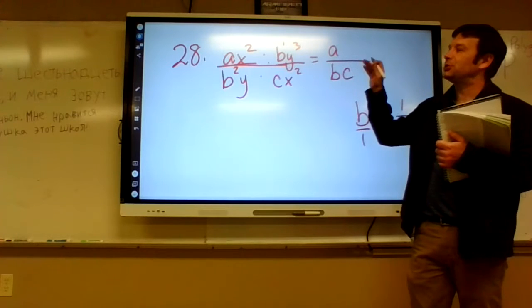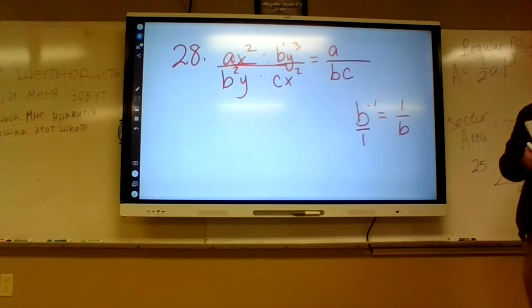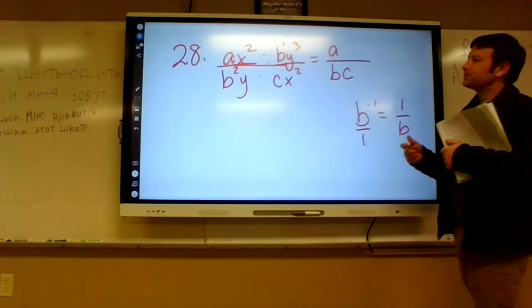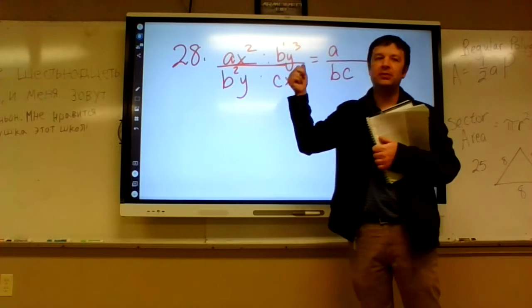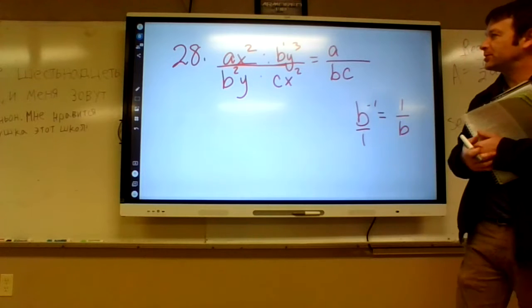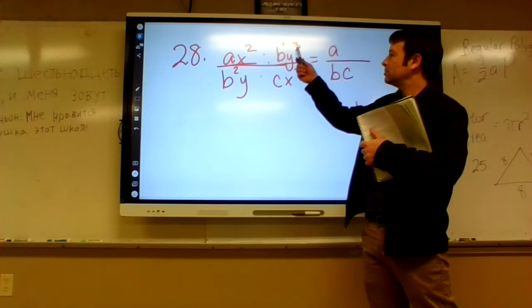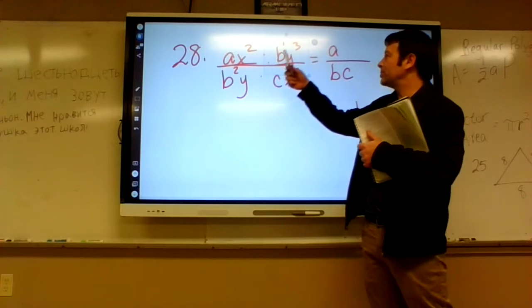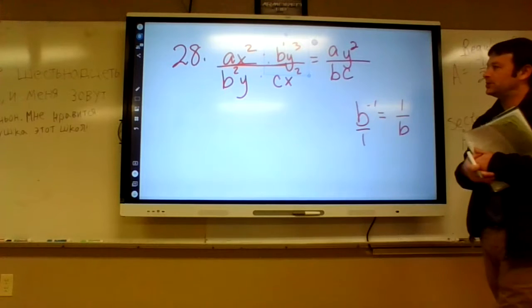And then how many X's are we going to have? Zero, they're going to cancel out. 2 minus 2 is 0. X to 0 is 1, and 1 times whatever is whatever, so the X's just cancel out. How about the Y's? 3 minus 1 is 2. It's not negative, so it's still going to be on the top. Y squared.